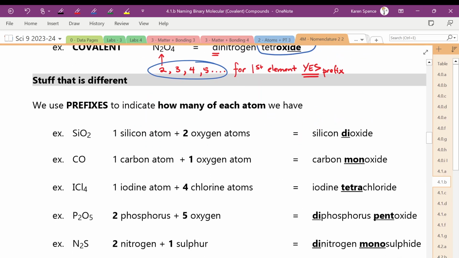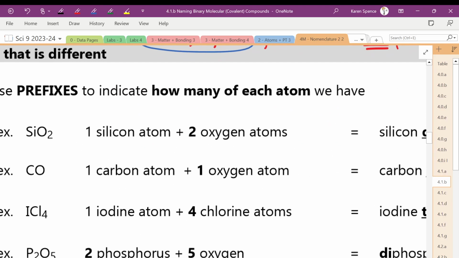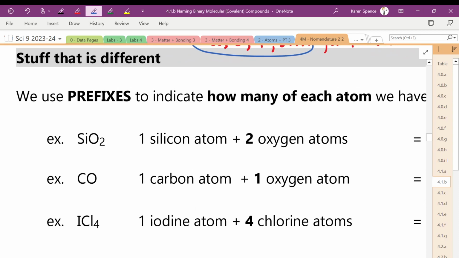So, 1 silicon, 2 oxygens. Does silicon use a prefix? No. So it's just silicon. And then the prefix for 2, do you guys remember what it was? Prefix for 2 is di. Dioxide.